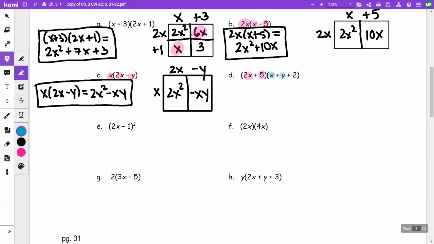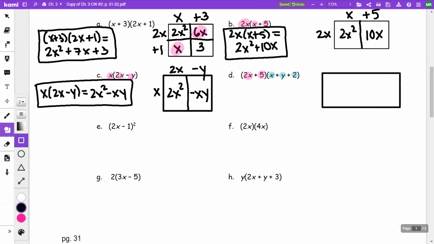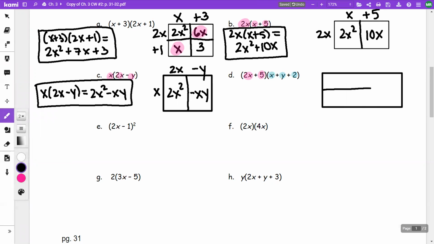The other one, I've got 1, 2, 3 terms. So I'm going to do a 2 by 3 or a 3 by 2. I usually like to make it longer this way. Okay. So I'm going to split it in half and then 3. So I'm going to write my 2x and my plus 5 here, my x plus y plus 2 here, and I'm going to multiply and get a 2x squared. Okay, so 2x is multiplying with the x, and now 2x times y is 2xy.